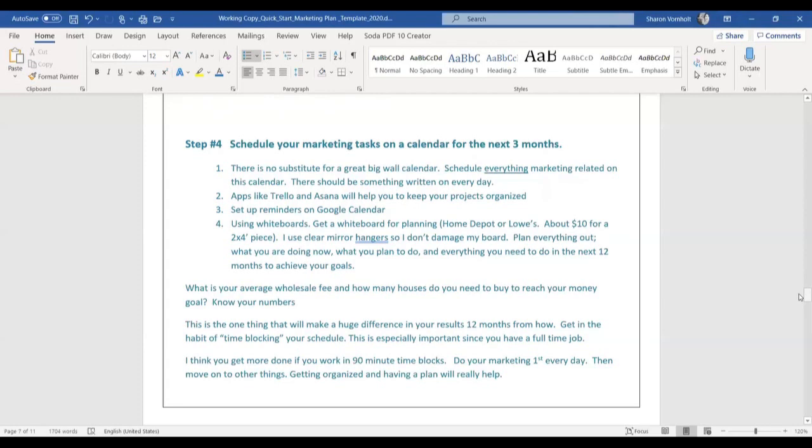Don't just send a letter, take a no, and then move on. That's really not where the money comes into play when it comes to real estate investing.